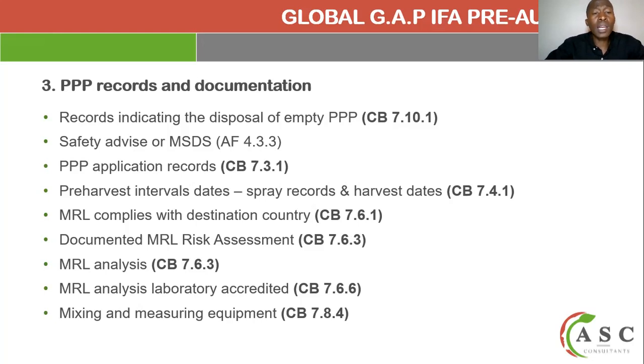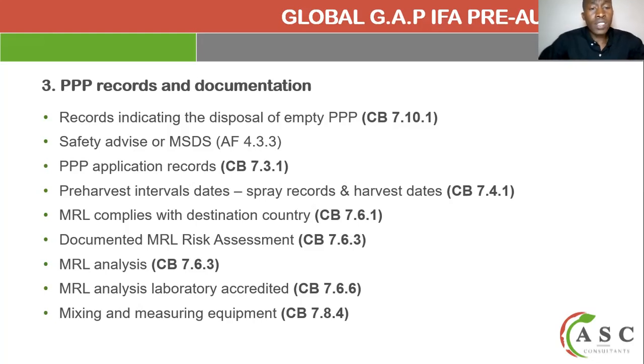Then your PPP application records. Your chemical application records consist mainly of the name of the sprayer operator, the date, the orchard name that is sprayed, and the method of spraying that is used. Is it foliar? Is it aerial? Then the weather condition for that particular day, the time, the application rates, all of those things will be found on the chemical application records.